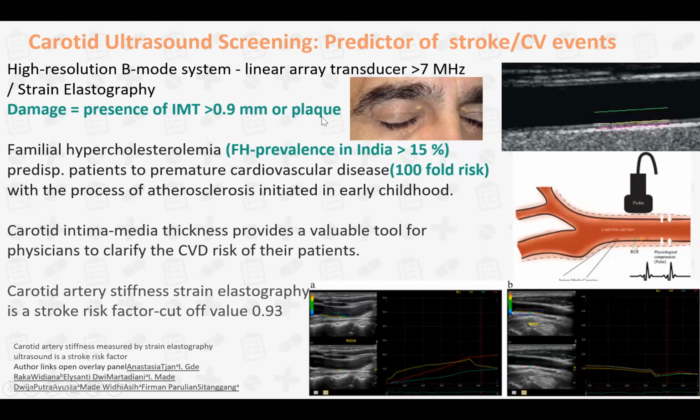So we can screen these individuals, and they have something like xanthelasmas. These kinds of white spots are there around the eyelids, and certain simple parameters we can measure, and we can go for prevention with a very regular, routine and aggressive prevention protocol. This is very much needed. This is an example, and we can come up with various software for this kind of sonographic test.